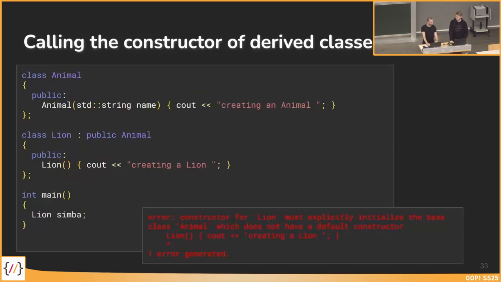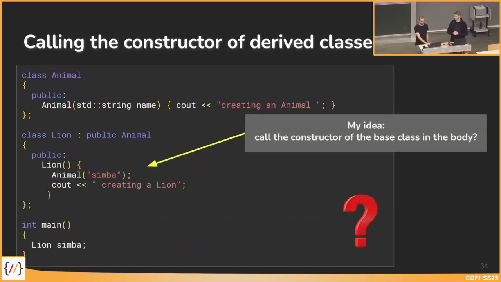So this means we have to somewhere call the animal constructor, right? How can we call this? So we know the animal is created first. My idea would be, okay, in the constructor of the lion, let's call the animal constructor with the argument, and then the animal is created, and we can do whatever we want in the constructor afterwards.